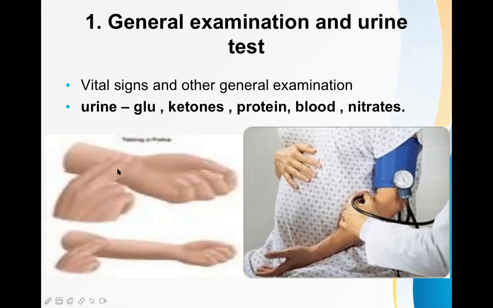Absolutely. Ketones. Now, which type of ketone is present in the urine? Which ketone comes out in the urine? Acetone? No, acetone is a gas, so it doesn't come in the urine. Anybody else? Beta hydroxybutyrate. Okay.